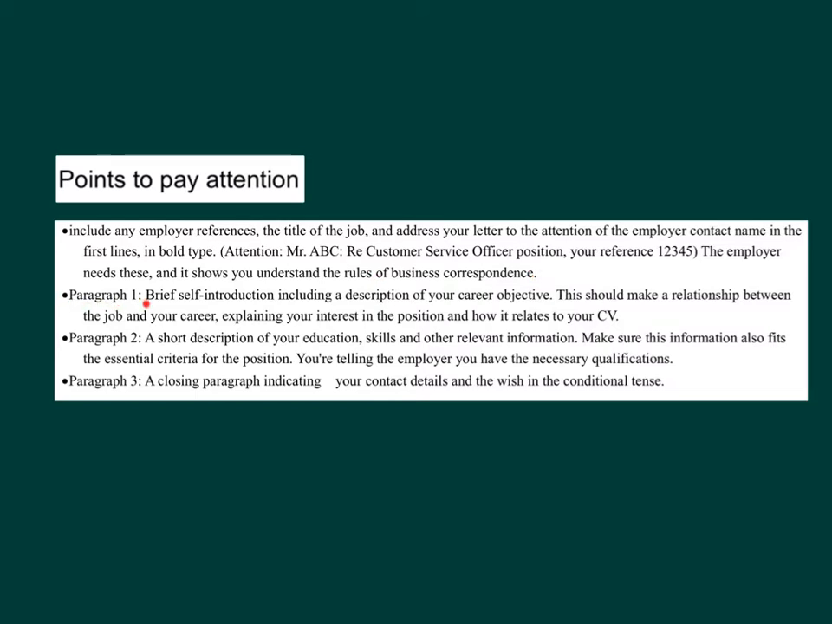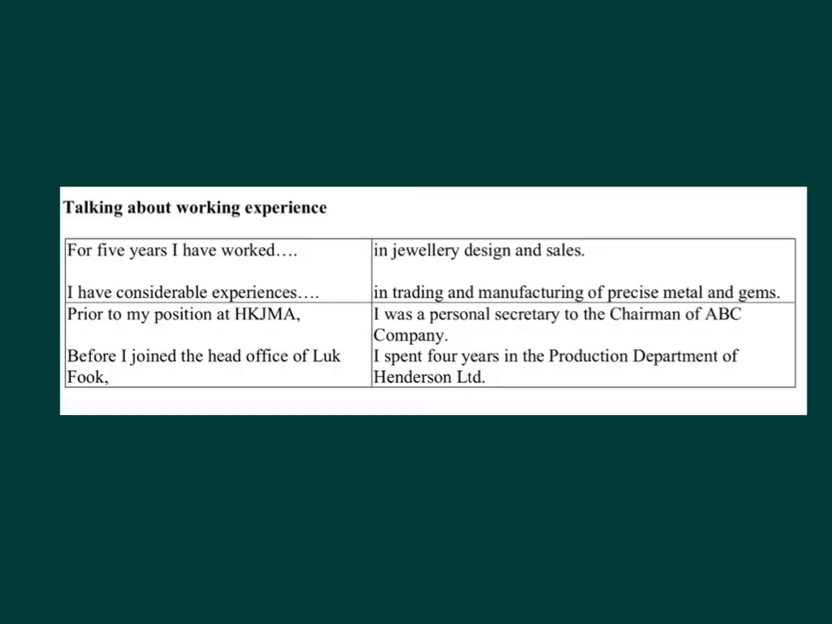Paragraph 1. Brief self-introduction including a description of your career objective. This will make a relationship between the job and your career, explaining your interest in the position, how it relates to your CV. Paragraph 2. A short description of your education, skills, and other relevant information. Make sure the information fits the essential criteria for the position. You are telling the employer you have the necessary qualifications. Paragraph 3. A closing paragraph indicating your contact details and the wish in the conditional tense.